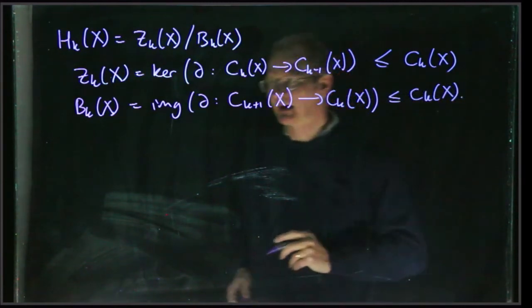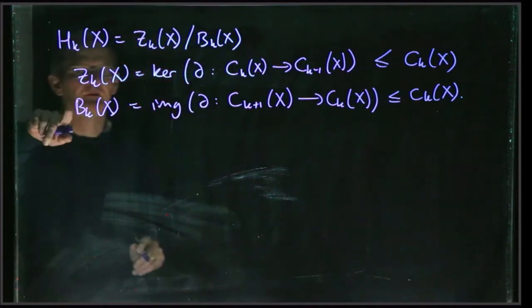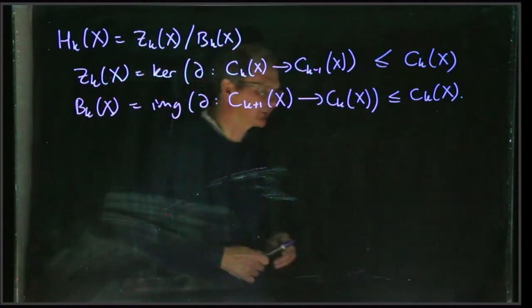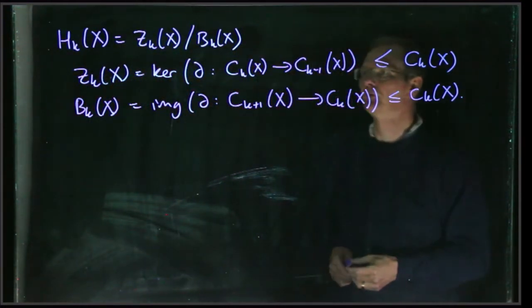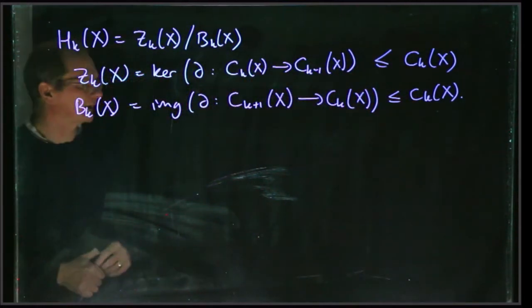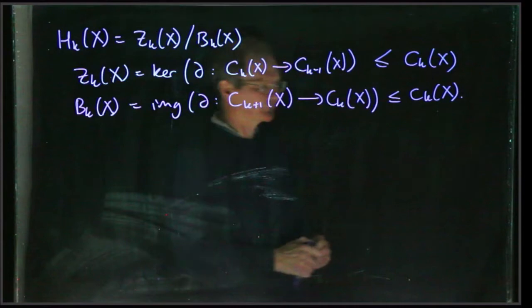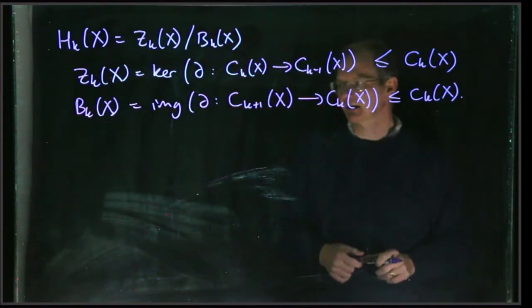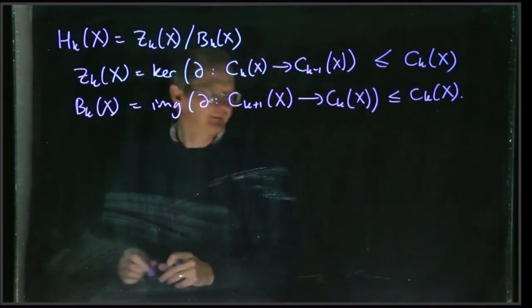And the key fact that d squared is 0 implies that B_k(X) is contained in Z_k(X), so it's meaningful to form this quotient. Now, there's not very many cases where we can say anything useful just directly from the definitions. There are a couple of cases, and that's what we'll do in this video.